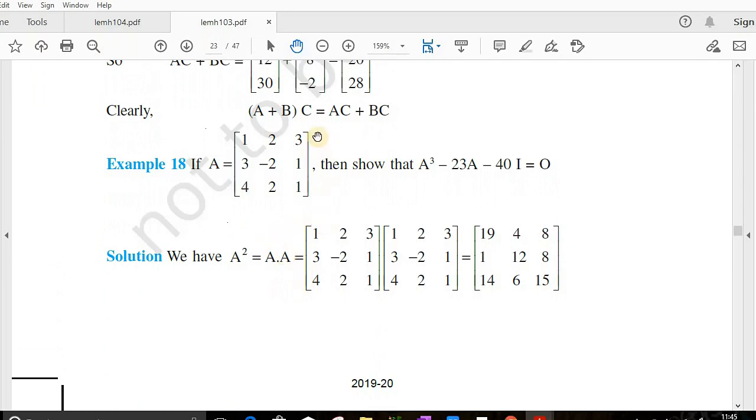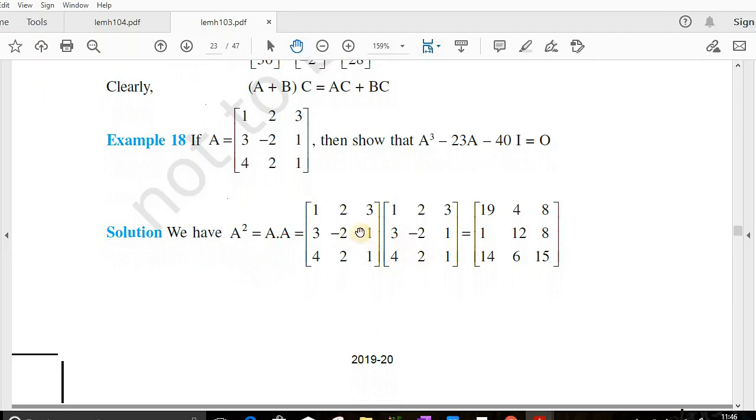Okay, so what we have to do is, here a matrix is given. We have to show that A cube minus 23A minus 40I is equal to 0. So first we have to find A cube, and for that we first find A square. Multiplying A with A, we get A cube. So to find this, here is this one. A times A, multiply, we get A squared.